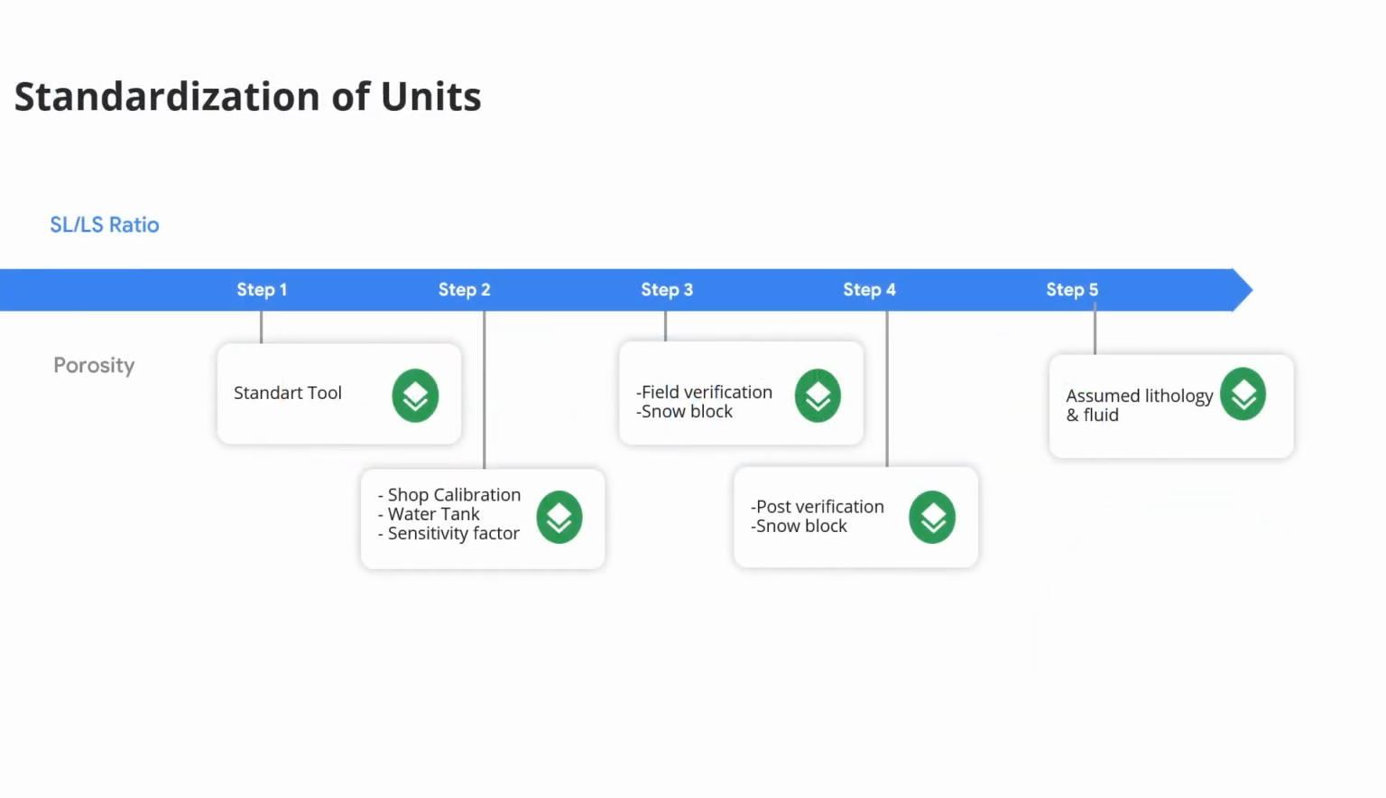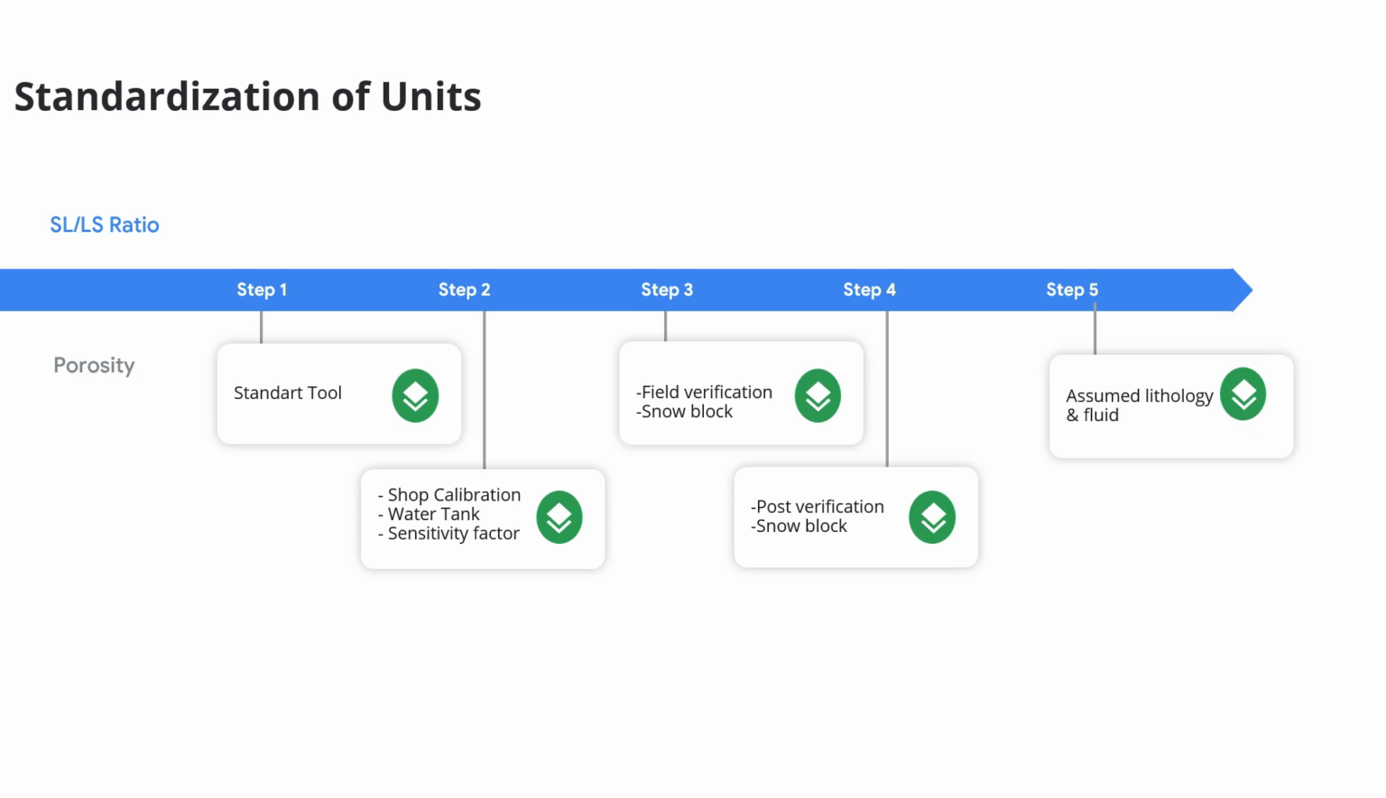So far, we've learned that the tool measures a ratio of thermal neutrons captured by the detectors, but this ratio by itself doesn't tell us much about the formation, right? What we really want to know is the porosity. So how do we get from this ratio to porosity? That's where calibration comes in.